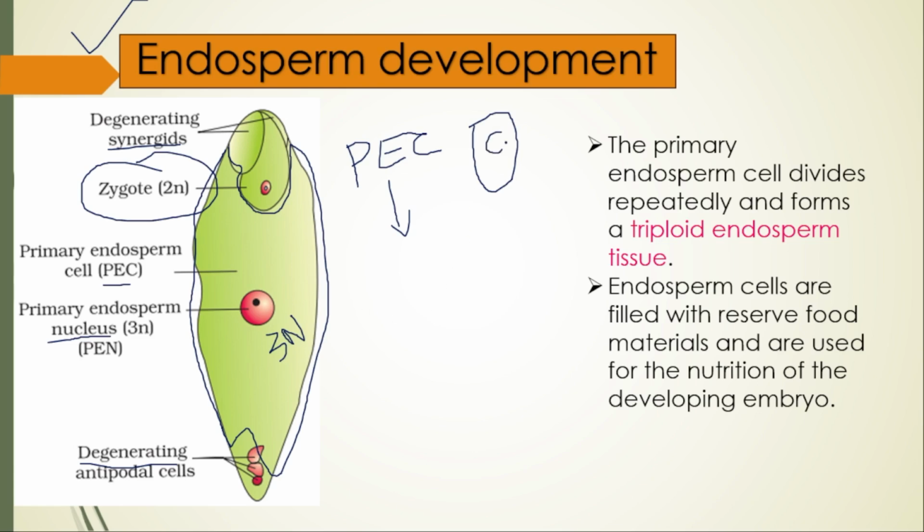This endosperm now has only one cell, isn't it? This one is PEC. Due to multiple divisions, it is going to form a tissue called triploid endosperm tissue. After multiple divisions, it forms the triploid endosperm tissue. Endosperm cells are filled with reserve food materials and are used for the nourishment of the developing embryo. Whenever the embryo is developing, there must be nutrition for that embryo, isn't it? That nutrition is supplied by the endosperm tissue.